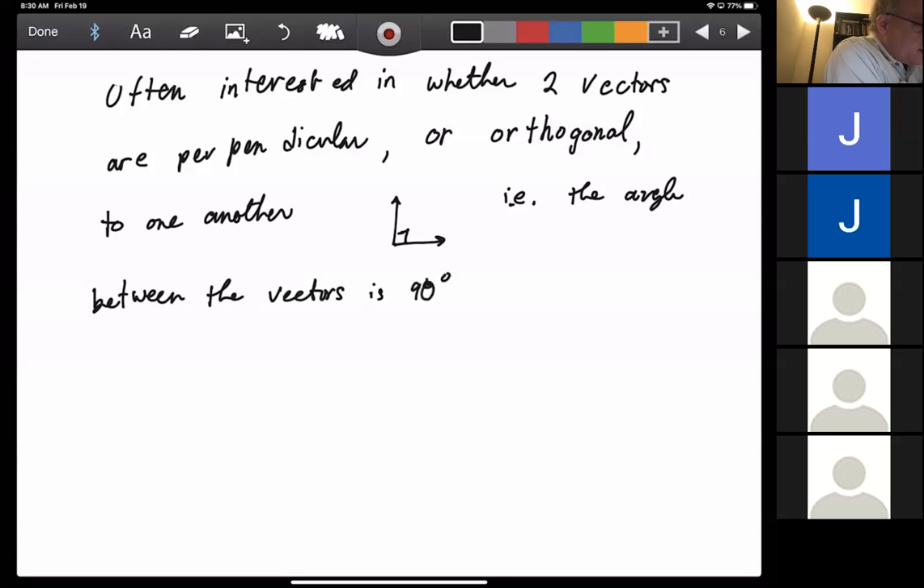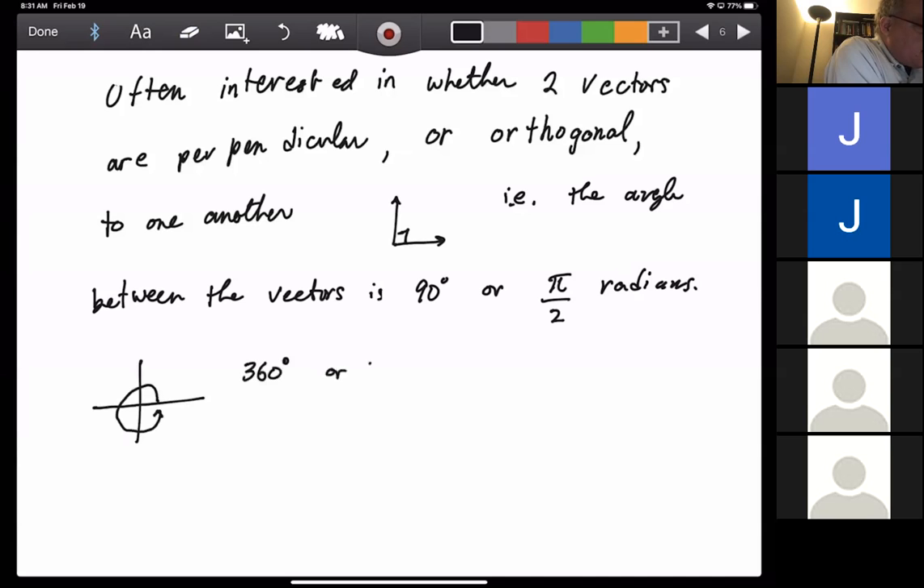So that means that the angle is 90 degrees or pi over 2 radians. And in general, remember in calculus, typically we prefer to work in radians, but you should be aware of the relationship between degrees and radians. If we measure all the way around a circle, that's 360 degrees or 2 pi radians.